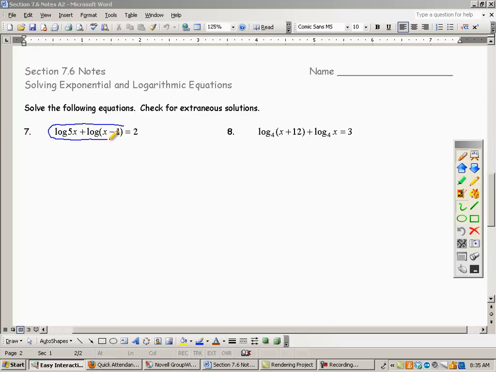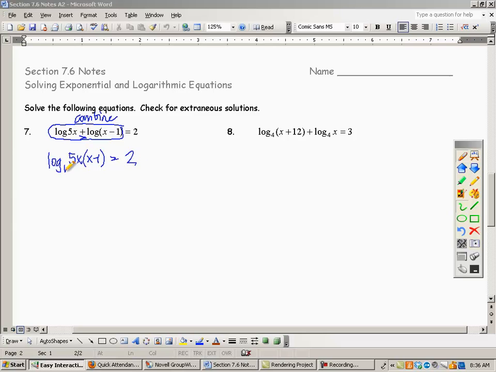So look at this. If I have 2 logs on the same side, I have to combine them using my log properties. Well, addition of logs means you multiply their numbers. So 5x times x minus 1 equals 2. Now, you can distribute that first if you want. I'm going to wait a second. Now, the problem is I can't get inside my log until I get rid of the actual log itself.